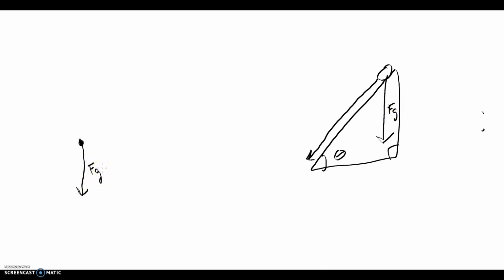You also have your normal force, which always happens because the two objects are in contact, the ball and the plane. As I said, the normal force happens perpendicular to the objects in contact, so it's going to happen like that, perpendicular. So this will be your Fn. So that's your Fn.